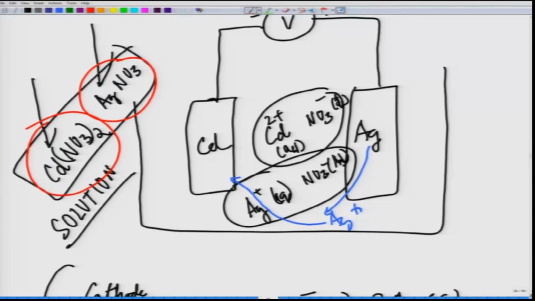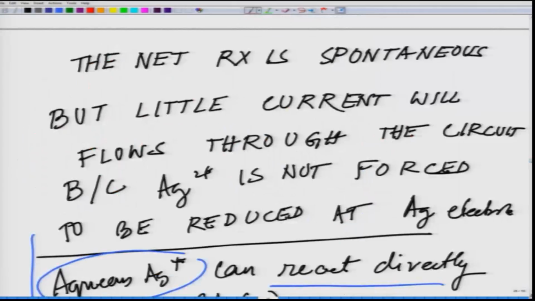Now, here is a situation where we realize that there will not be any flow of electrons per se, because what will happen is Ag, as the chloride is moving out into it, the net reaction is spontaneous, but little current will flow through the circuit, because Ag2+. So, this is not chloride, I made a slight mistake, okay.